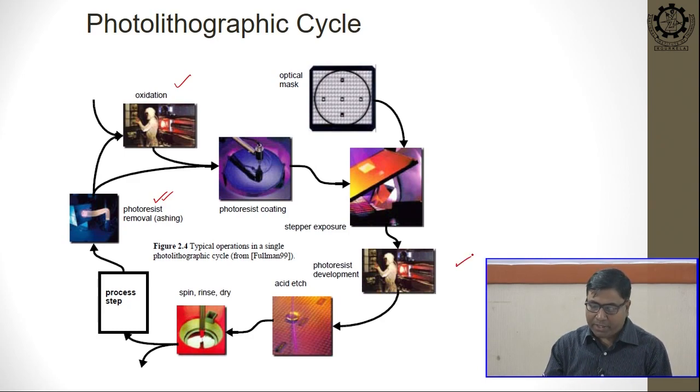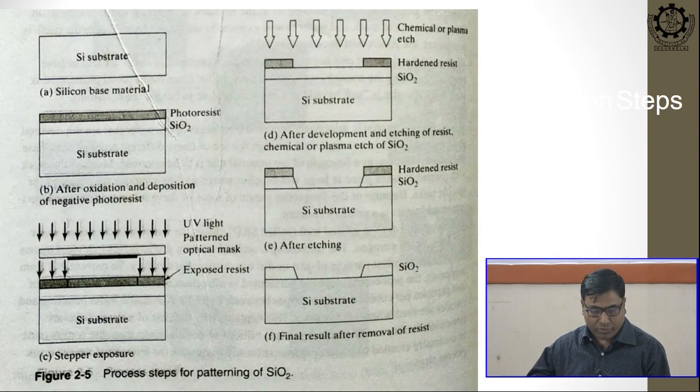Photoresist development, positioning, then maybe some making the surface smooth. So, all of these steps are there, which, in complement, make up the total photolithographic cycle. Okay. So, this is one example of these fabrication steps.